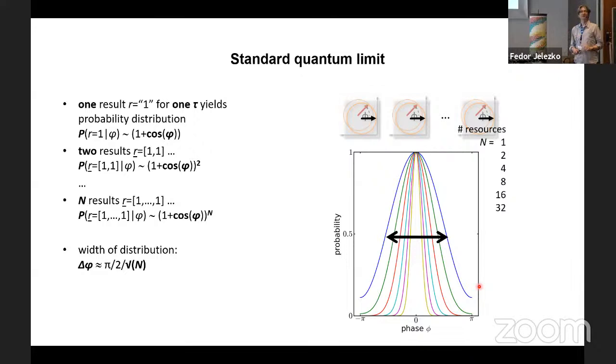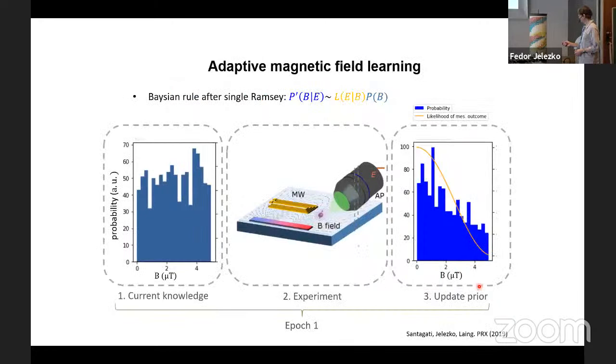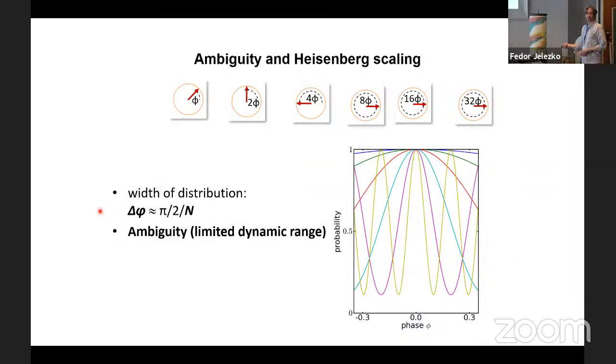Okay, but if I don't have decoherence, why don't I leave the spin to process more than a rotation? In this case, I can do 1, 2, 3, 4, 5 more rotations, and I am more sensitive. In this case, the width of the distribution will actually scale as 1/n. This is the Heisenberg scaling in sensitivity. So if you don't have decoherence and you have unlimited time as a resource, the best you can do, you can actually get a scaling as 1 over the measurement time.